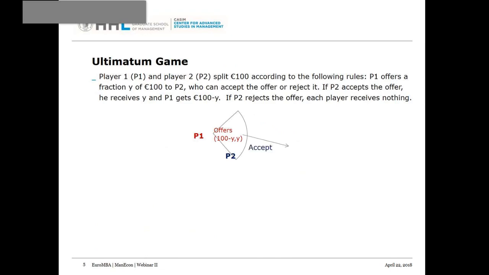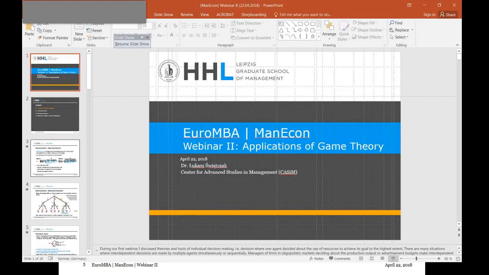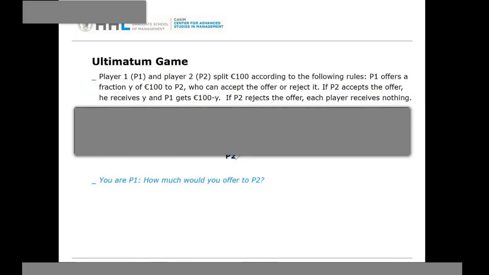In this case, they both get 0. Okay, it's a very simple game, and I would like you to put yourself into the position of player 1 and try to answer the question: how much would you offer to player 2 if you were the one deciding? So you are player 1, and you have to decide how much to give to player 2. How much would you give?